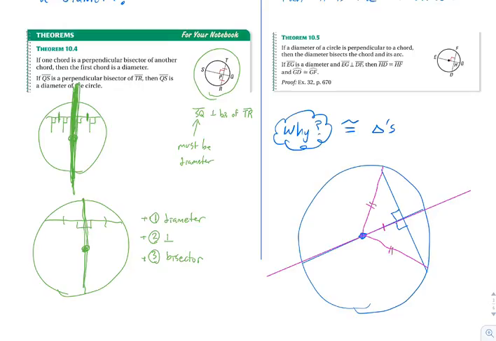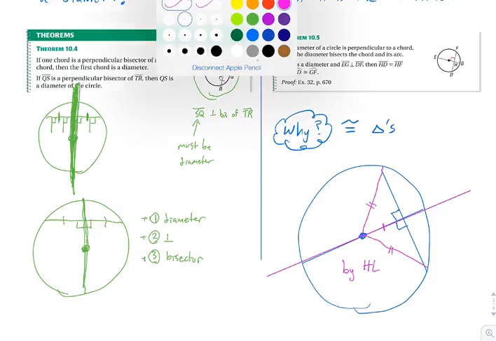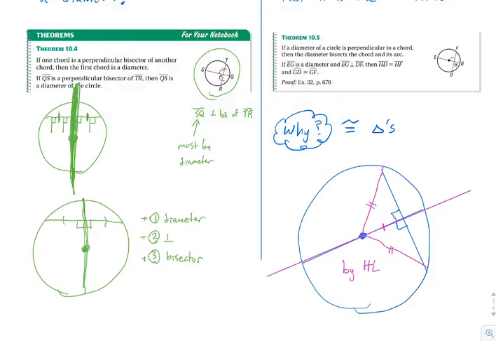These two triangles share this side. So by HL, those two triangles are congruent to one another. And so if they're congruent, then by CPCTC, all their parts are congruent. So this must be the same as this. In other words, if it's a diameter and it's perpendicular, then we must know that it bisects the chord. That must be true. Okay?